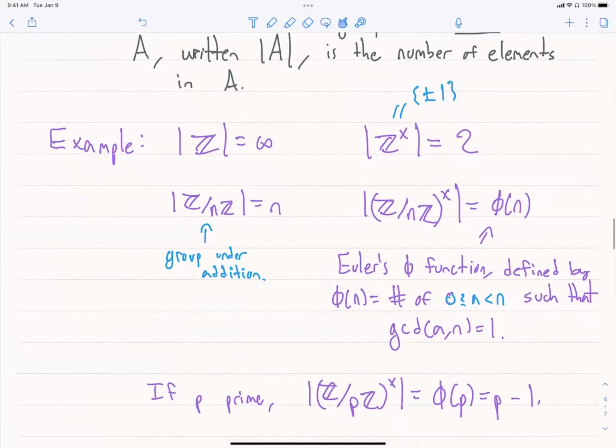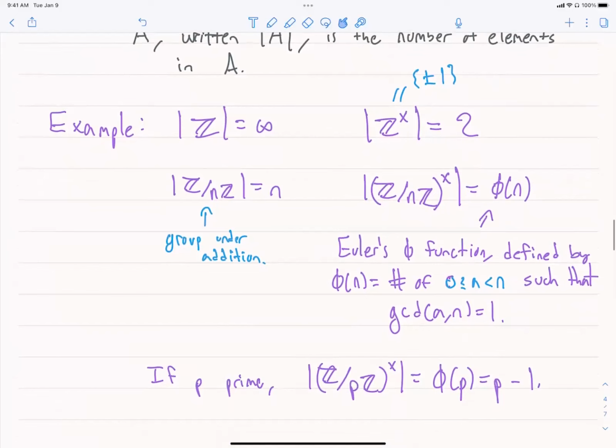Okay, so just as an example of that, if p is a prime number, then every non-zero number less than it is coprime to it. So how many non-zero numbers are there less than p? There are p minus 1. So Z mod pZ cross is 1, 2, up to p minus 1. So phi of p is p minus 1, which is the size of this group.